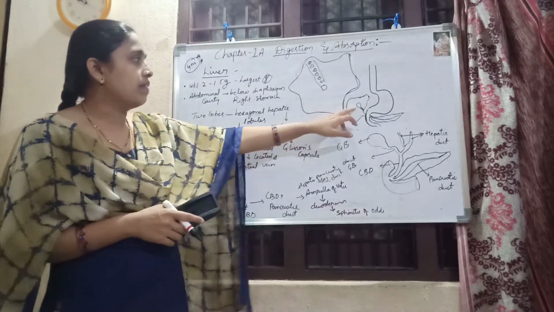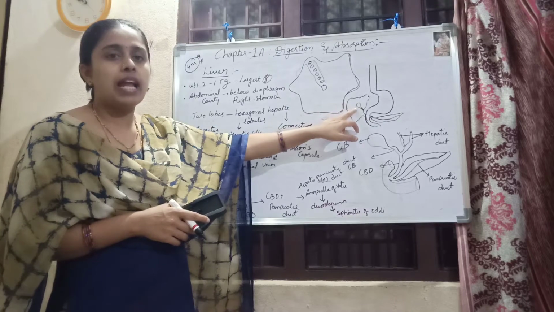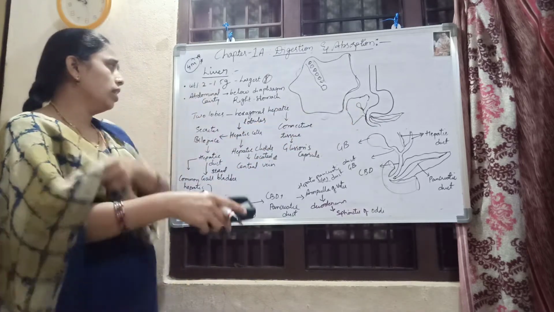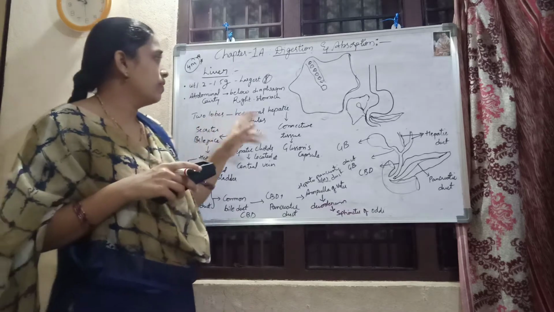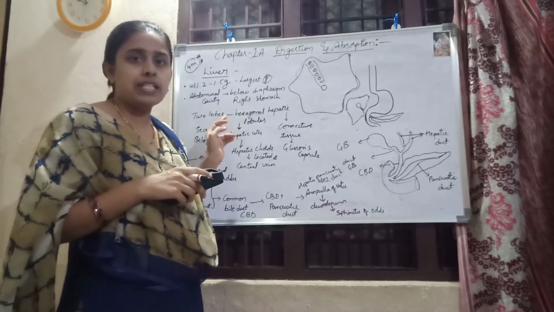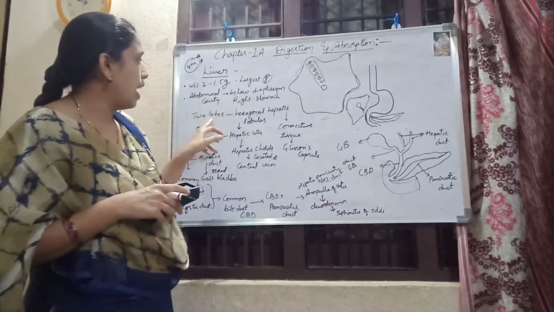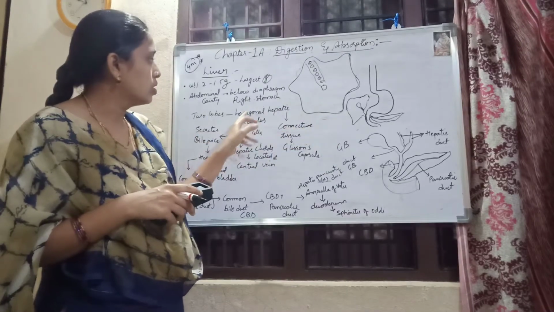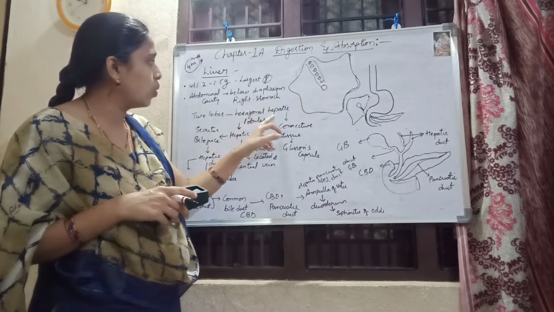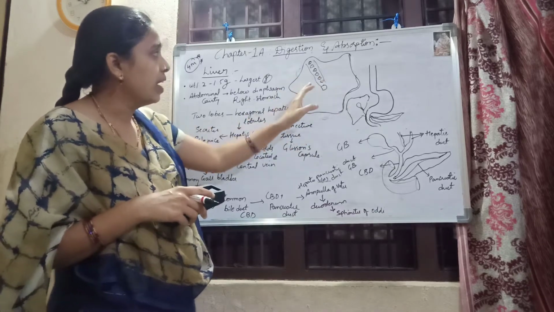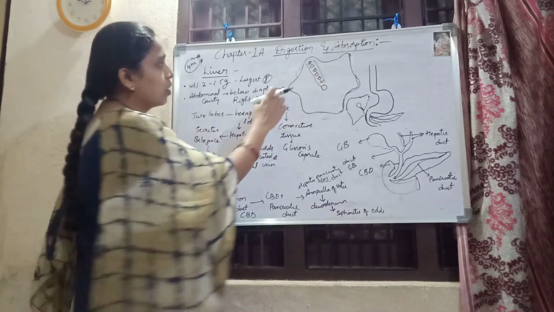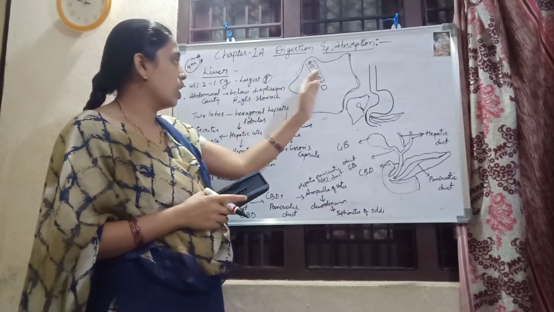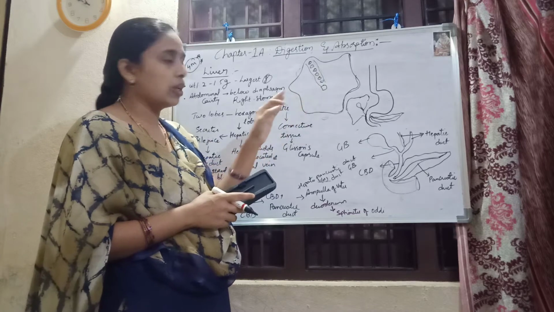It has a sac-like structure called the gallbladder. The small round one is called the gallbladder. Generally, the liver has two lobes. How many lobes are present in the liver? Two lobes. Each lobule is called a hexagonal hepatic lobule. It is hexagonal in shape: 1, 2, 3, 4, 5, 6.